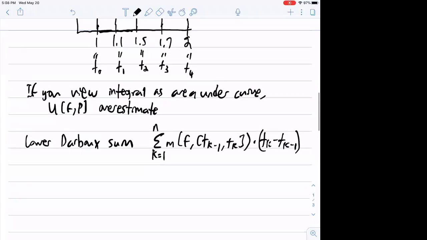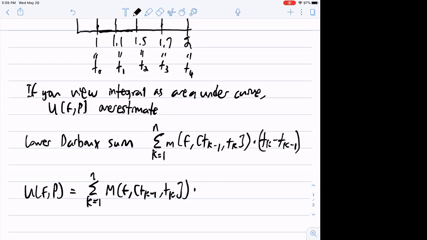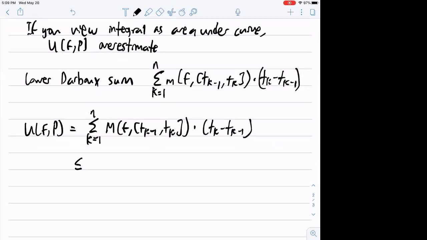So for U(f, P), this is what? Again, let me just rewrite it. It's capital M of f on [t_{k-1}, t_k] times (t_k minus t_{k-1}). Now I could bound this by saying, forget that I'm taking the sup over [t_{k-1}, t_k]. Let's just take the sup of f on all of [a,b], right? Since f is bounded, this is some number, right?